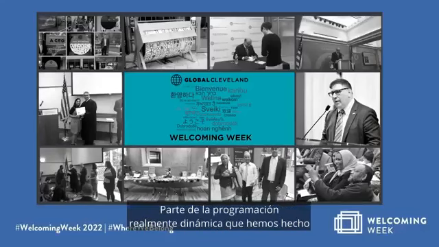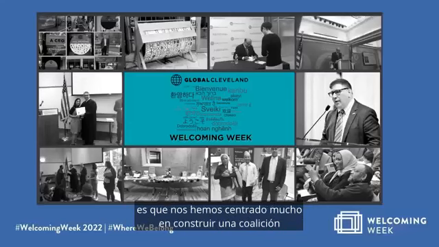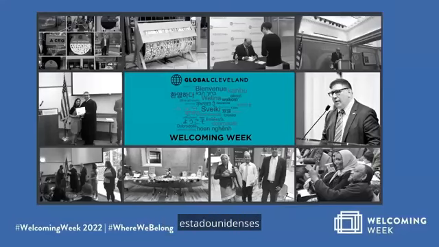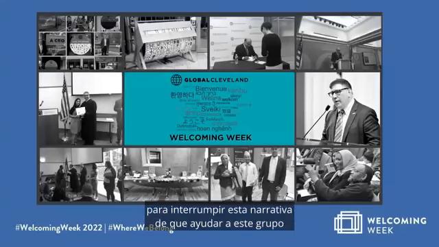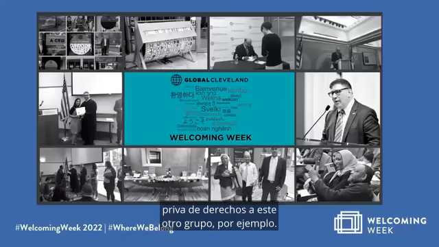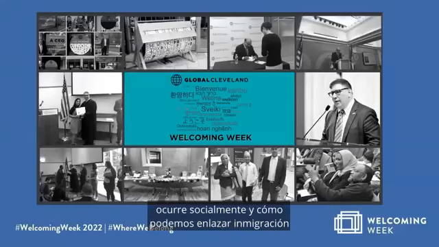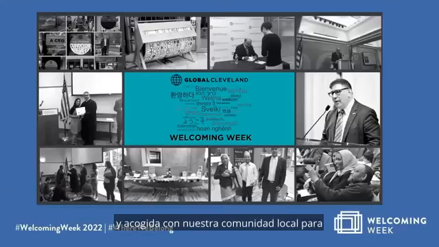And so some of the really dynamic programming we've done is we've focused a lot on how to build a coalition between Black Americans and African immigrants. We've worked on a lot of coalition between Asian immigrants and Asian Americans and Black Americans to disrupt this narrative that helping this group takes away from that group, for example. So really trying to think about how we work together in new and innovative ways, because when you bring people together and have an honest conversation about some of these narrative points that are against welcoming, you really start to change people's minds. And so that's been really important, to think about the key issues socially happening, and how we can tie immigration and welcoming with our local community to that to really bring people together.